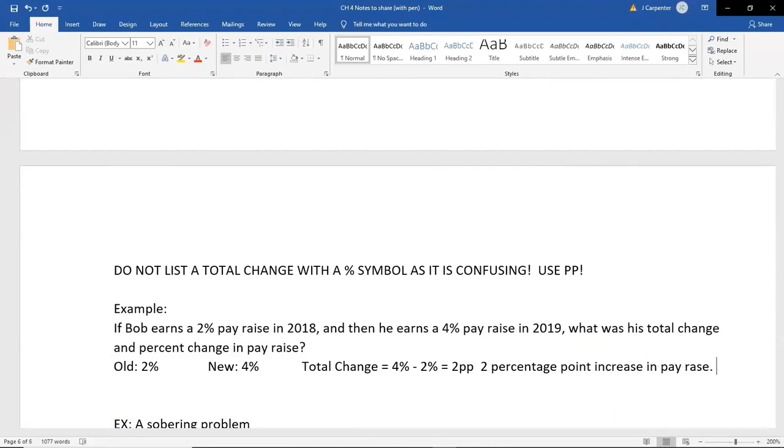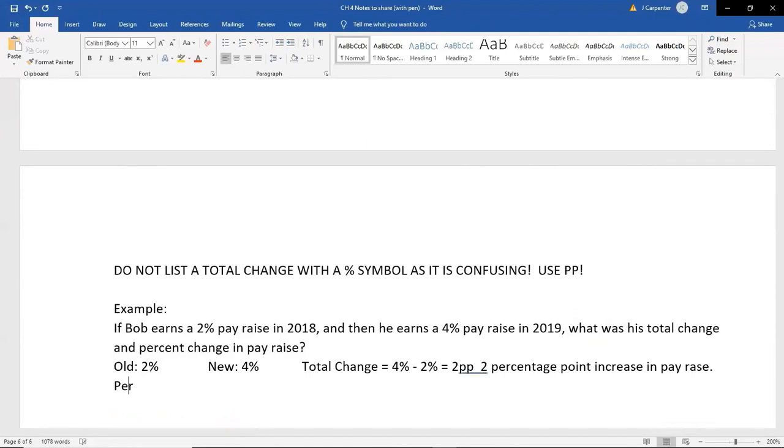So he got a 2 percentage point increase in his pay raise. Because 2 years ago, he earned a 2% raise. And then last year, he earned a 4% raise. So the newest raise was 2 percentage points higher than the previous one. That's what this says. It says his pay raise this year was 2 percentage points higher than the previous year. Last year, that means he got 2%, this year 4%.